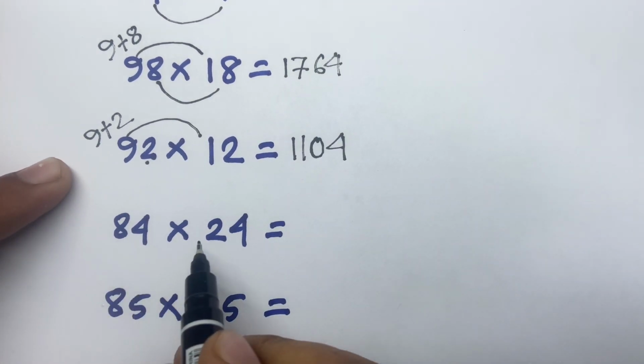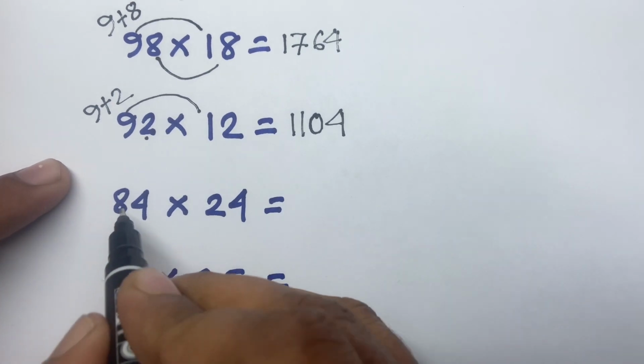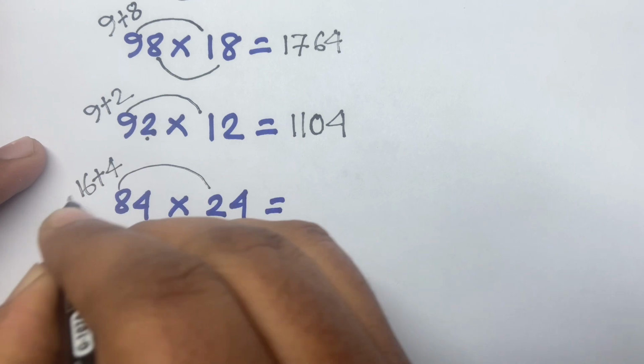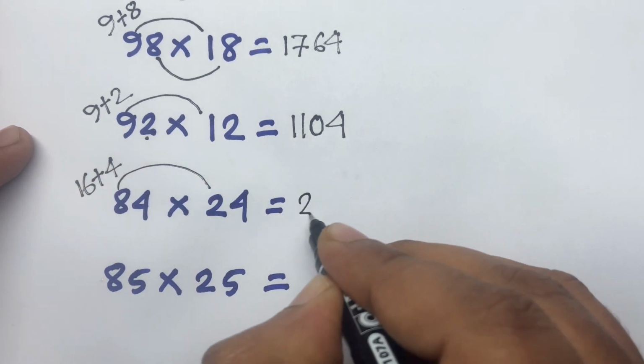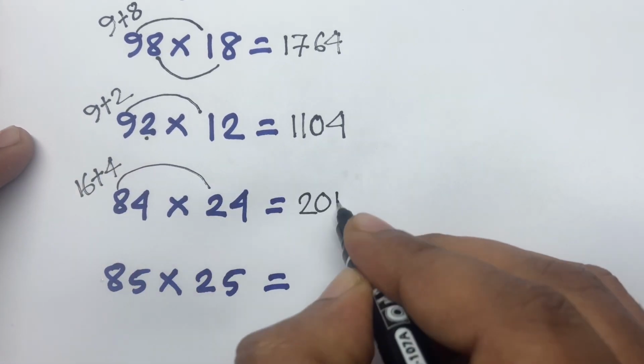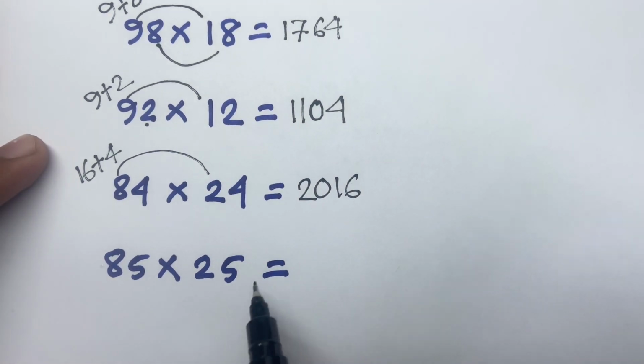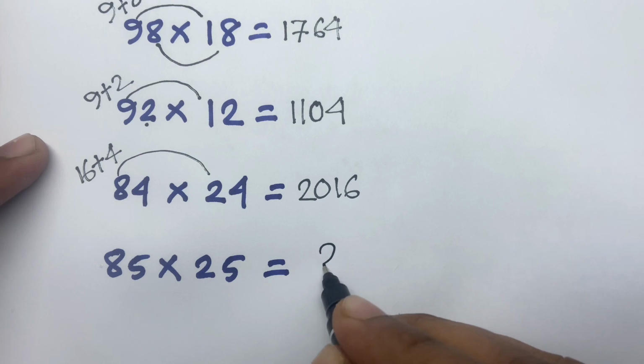And here is 84 times 24. So 8 times 2 is equal to 16 plus 4. So 16 plus 4 is equal to 20, and 4 times 4 is equal to 16. This is the answer. 85 times 25. It's your task.